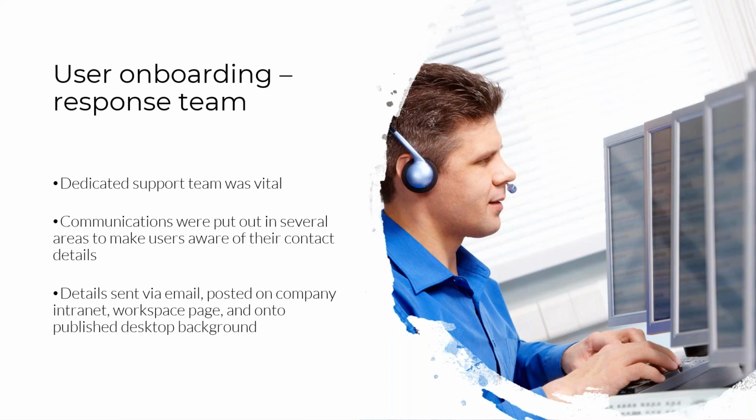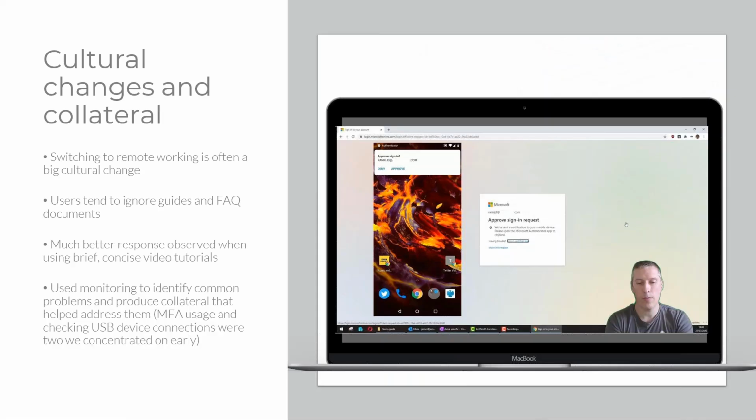And we made sure the contact details for this team were communicated to people via email and via intranet pages and things like that, and updates on Yammer and other tools that we use. We put it onto workspace pages as well, and also onto the actual published desktop background. So we overloaded the users with information saying this is who you need to contact, this is how you need to contact them if you have a problem getting onboarded.